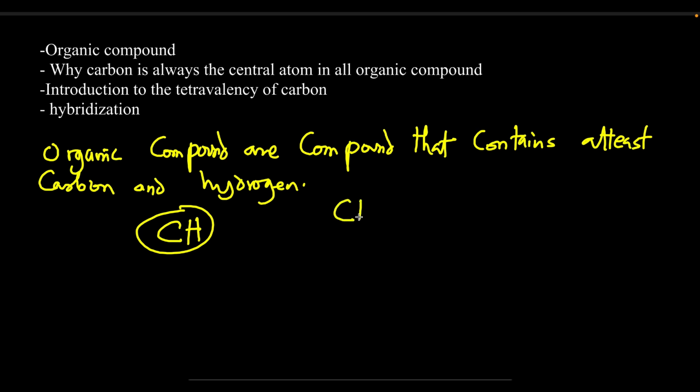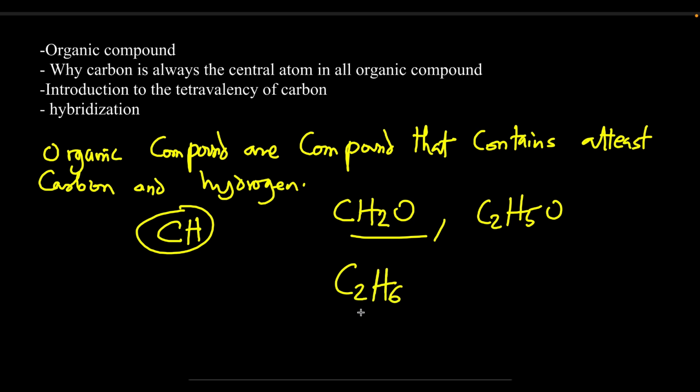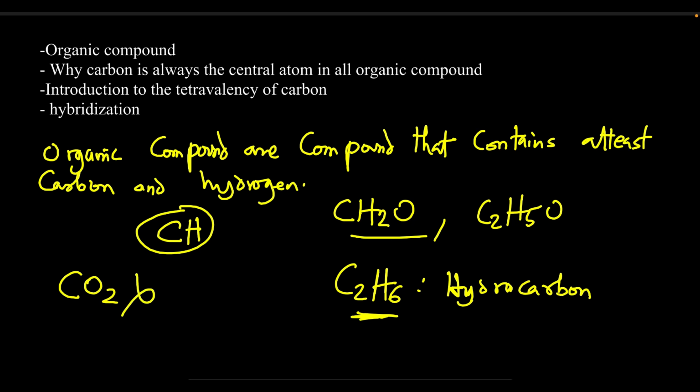For instance, if I have CH2O, this is an organic compound. If I have C2H5O, it's also an organic compound. If I have C2H6, it's an organic compound, but this type is called a hydrocarbon because it contains just carbon and hydrogen. Now CO2 is not an organic compound. If you can see, it contains carbon, but in as much as it contains carbon, it doesn't count as an organic compound because there is no hydrogen.